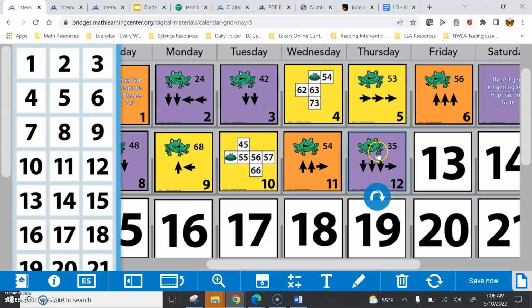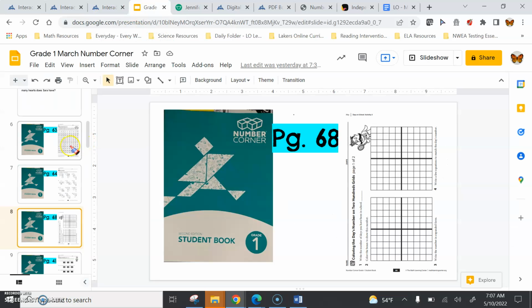Let's see where he will end up this day. It says he was on 35 and he goes down 3: 1, 2, 3, and over to the right 1. So let's look at our chart and see what that actually means.